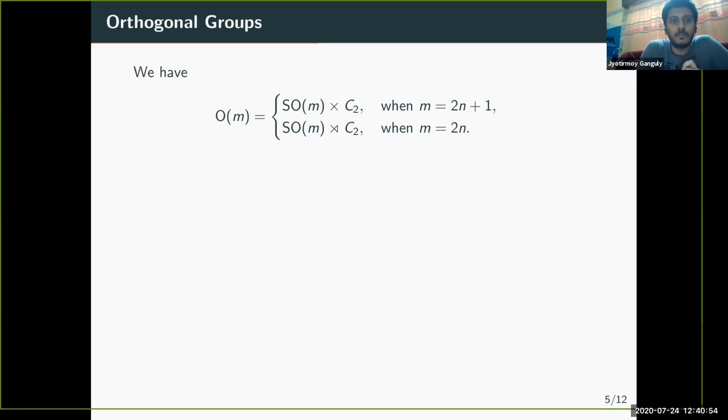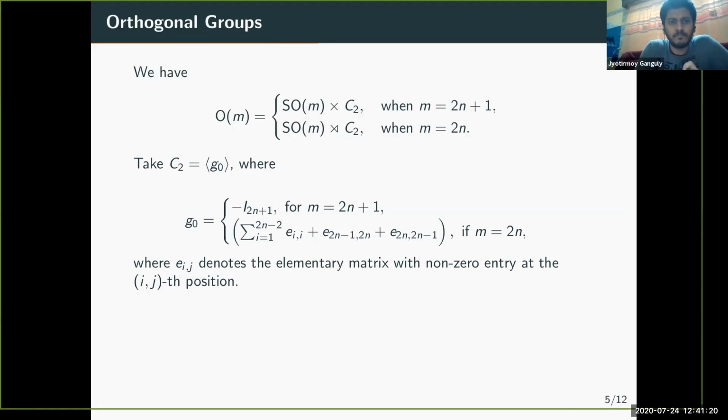Okay, now let's take up the case of orthogonal groups. So we have the orthogonal group O(m) is equal to SO(m) direct product C2 when m is odd, and it is SO(m), the special orthogonal group, semi-direct C2 when m is even. We just call them the odd and even orthogonal groups for convenience. For the sake of computation, I take the generator of the cyclic group C2 to be g naught, and g naught is different depending on the parity of m. When m is odd, we take minus I_{2n+1}, where I_{2n+1} is the identity matrix of order 2n plus 1. And when m is even, we just take this particular matrix. You take the identity matrix of order 2n minus 2 and just add a reflection block at the end.